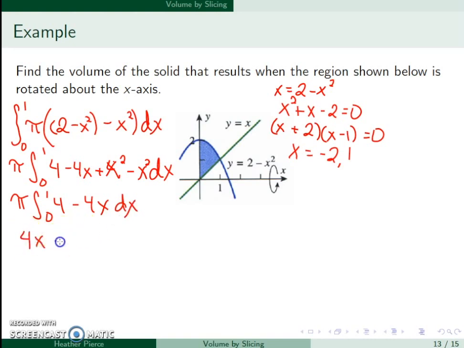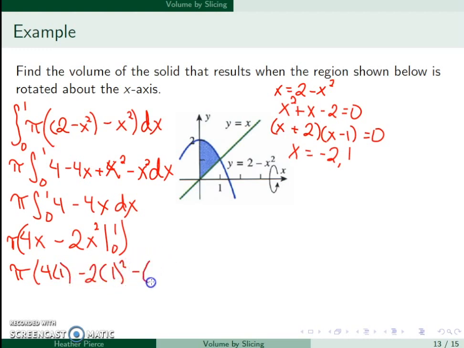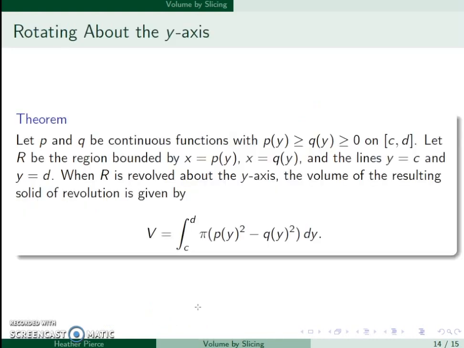This gives us 4x minus 2x squared going from 0 to 1, all times pi. So as we evaluate this, I have 4 times 1 minus 2 times 1 squared minus 4 times 0 minus 2 times 0 squared, which we get to just be 2 pi.